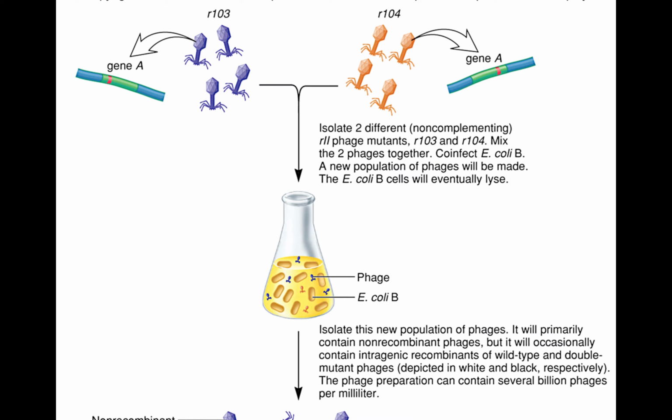Okay, let's do this experiment. You have 2 different non-complementing R2 phage. Okay, so we know that the mutations are in the same gene because they're non-complementing. You co-infect these into some E. coli B bacteria. The B strain is the one that we know that these phage can infect. Okay, so you isolate the new population of phage. It will contain mainly non-recombinant phage, but it will occasionally contain intragenic, within the same gene, recombinants of wild type and double mutant phage.